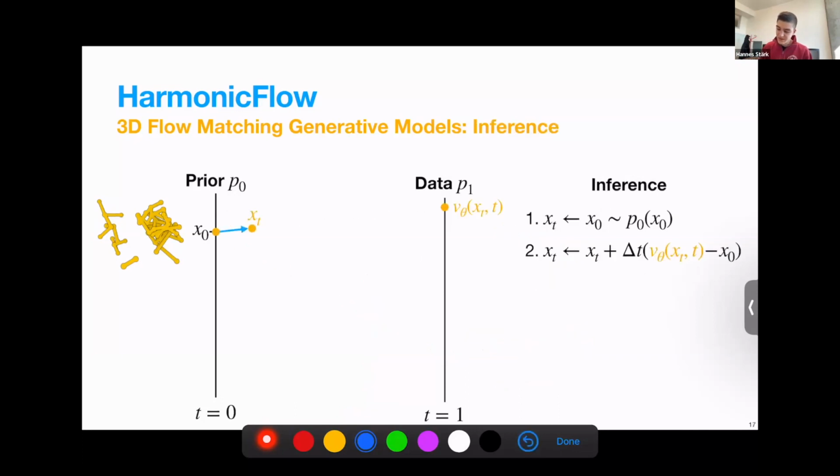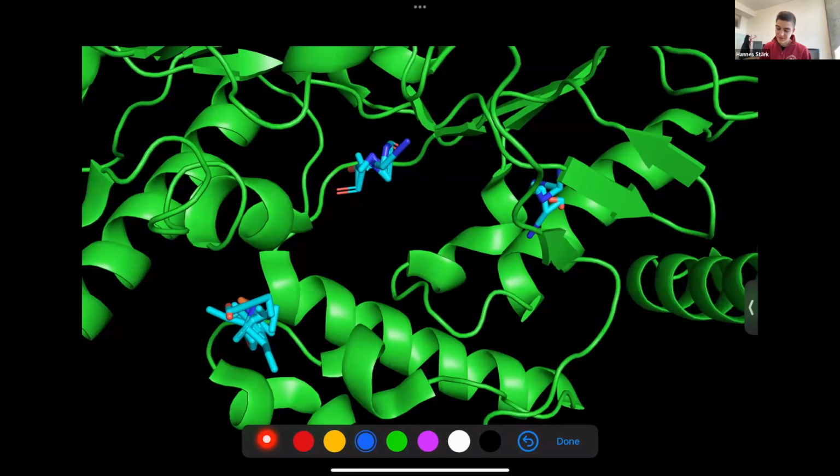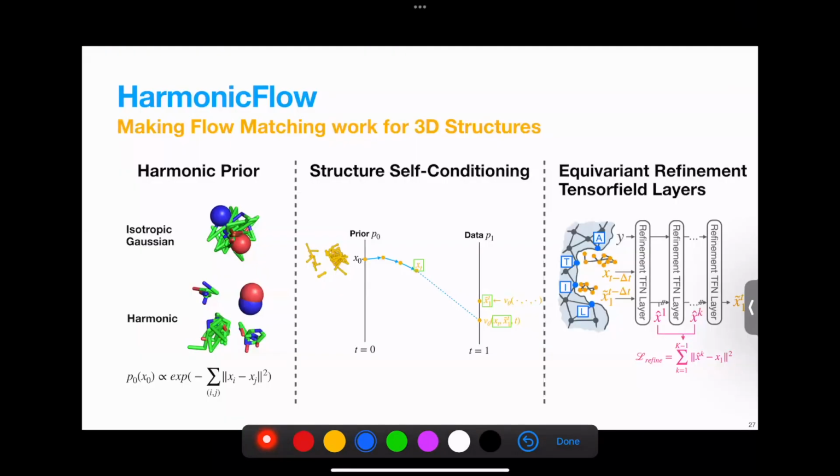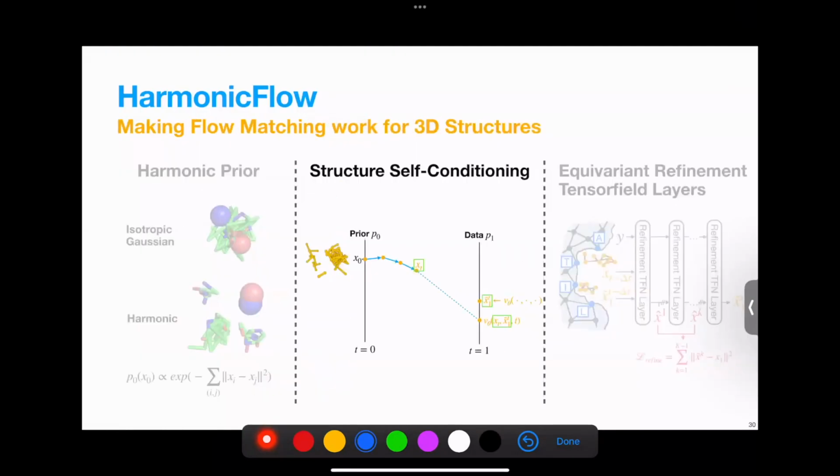Okay, but then we've now said how this works, and here's a little visualization of what this inference procedure looks like, where we take our little steps. And this is one question. Yep.